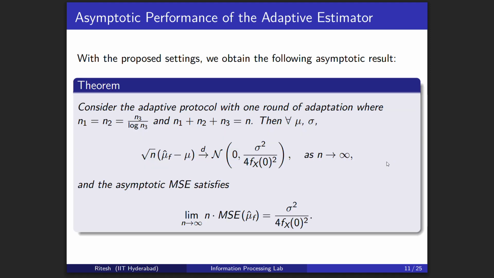With this scheme, we obtain the following asymptotic results for the adaptive estimator. Consider the adaptive protocol with only one round of adaptation, where n1 equals n2 equals n3 divided by log n3. This is the optimized value, and one can refer to the paper for how we choose this to get this result. This quantity will converge in distribution to this Gaussian as n tends to infinity, and the asymptotic MSE will satisfy this lower bound.